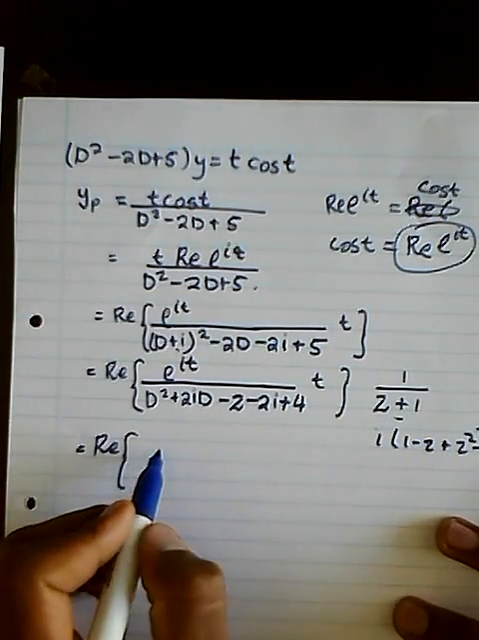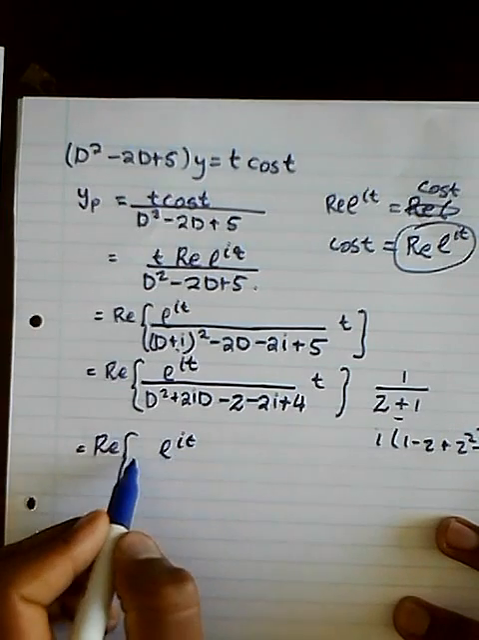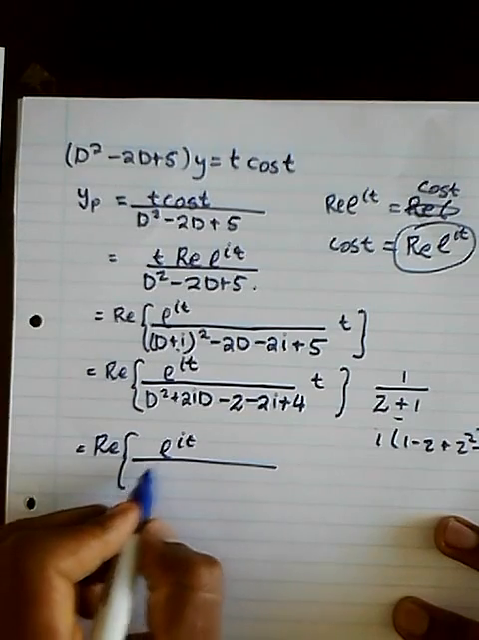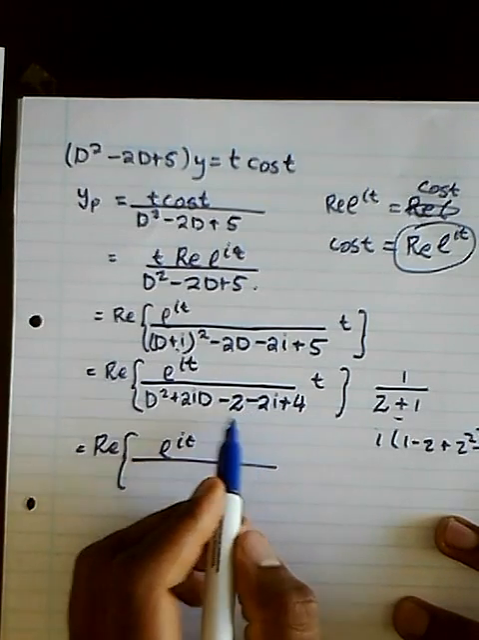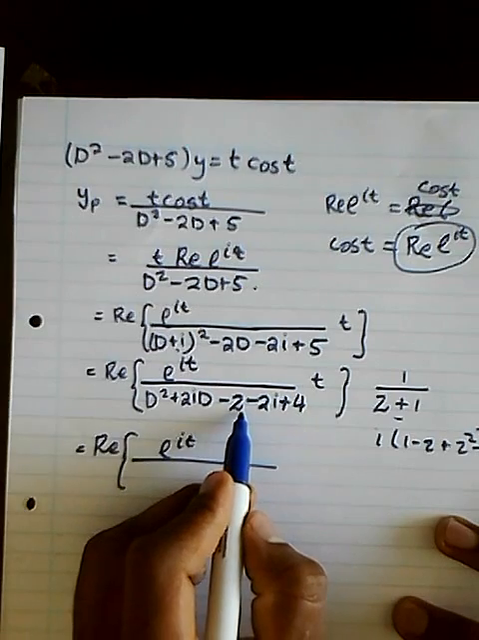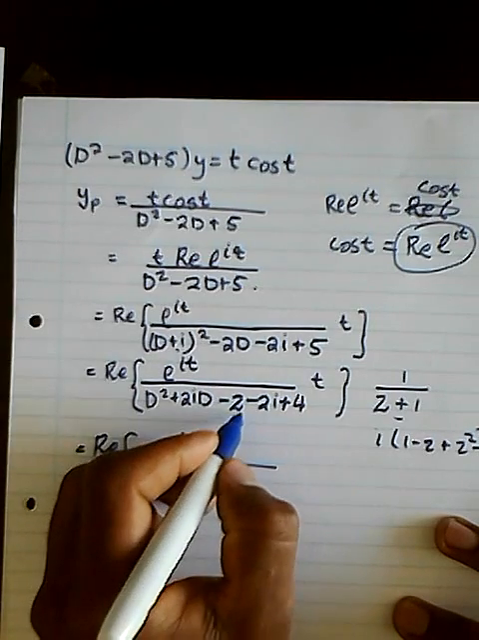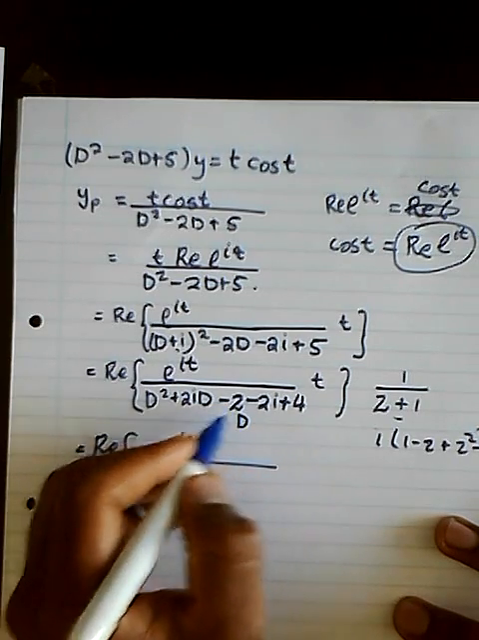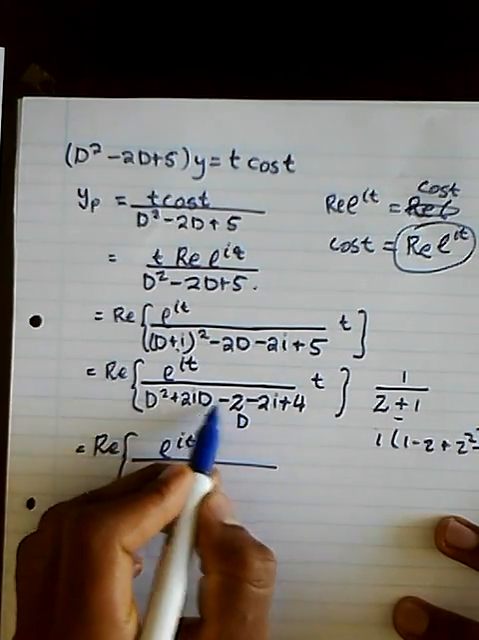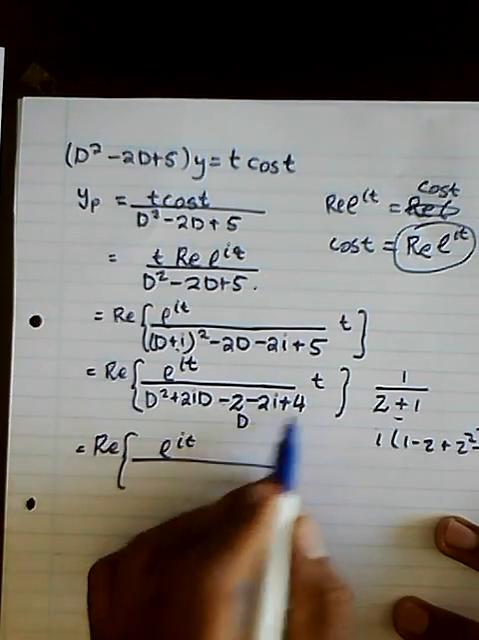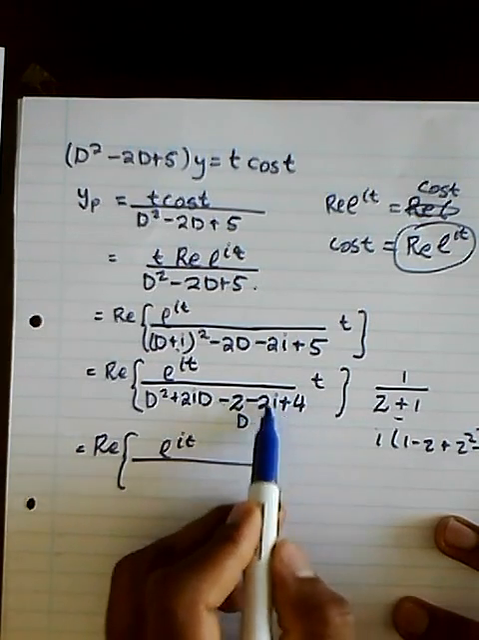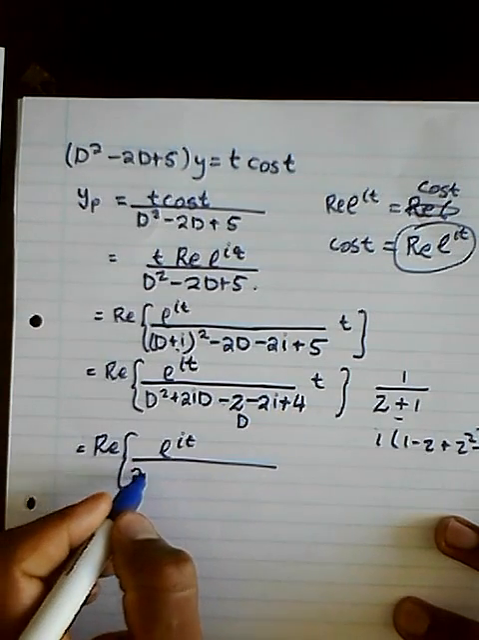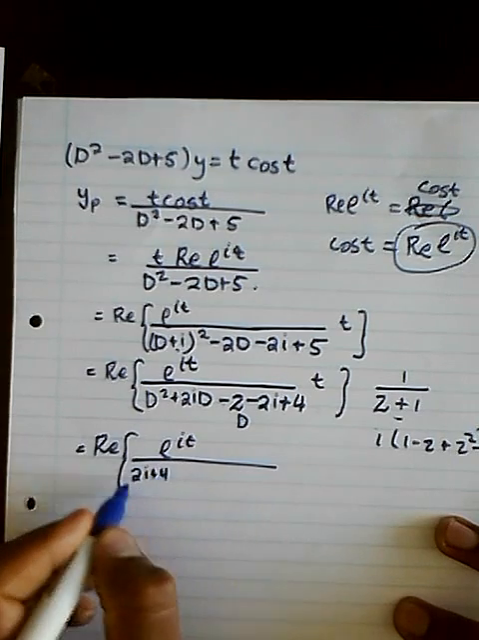Okay, so we're going to have e to the it divided by, so let's find our constant here. Oh, I missed a d here. I should have a d here, so please note this d here is like 2d, like we have d squared plus 2id minus 2d minus 2i plus 4. Okay, so our constant here is going to be 2i plus 4.